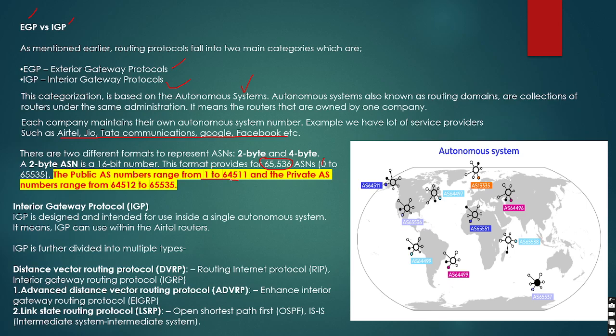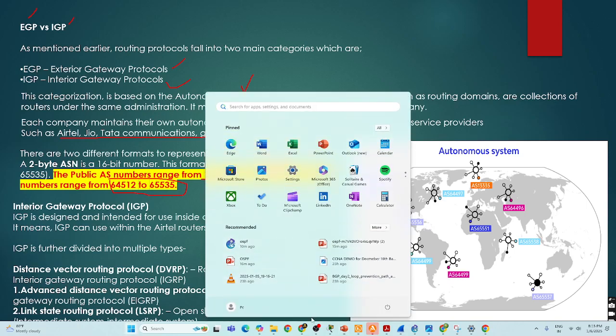They might ask you in an interview: what are the public autonomous system numbers? 1 to 64,511. And the private ones are the rest, 64,512 to 65,535. These are the autonomous system numbers. Each company will have an autonomous system number. You can also check, Google is there.